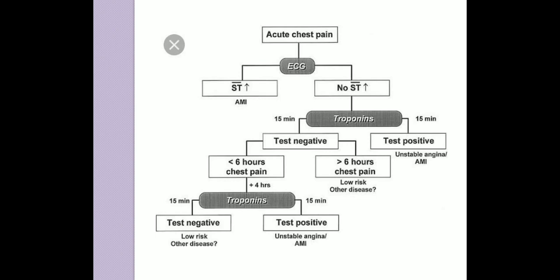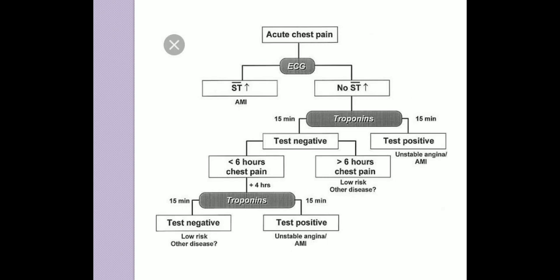Here the acute chest pain leads to find out the reason. For that we have to do ECG. If the ECG shows ST elevation, then it is acute MI, but no ST elevation, then we have to do troponin test. If the test is negative, then there may be two possibilities: test is negative or test is positive. If the test is positive, then it is unstable angina or acute myocardial infarction.